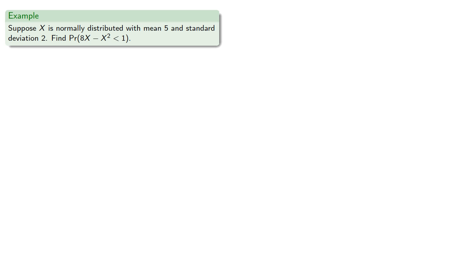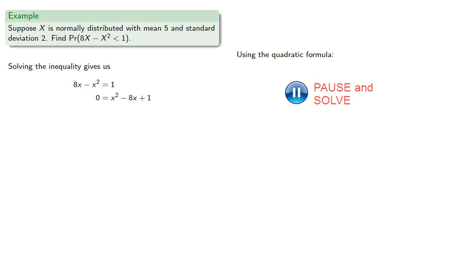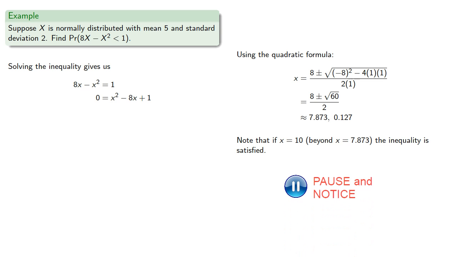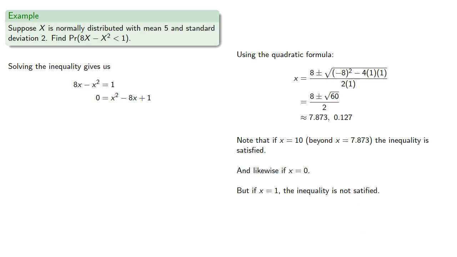Let's find the probability that something is less than 1. So we can solve the inequality to give us a quadratic equation. Using the quadratic formula, we find the limits. Note that if x is 10, which is to say beyond this upper limit, the inequality is satisfied. And likewise if x is 0, but at x equals 1, the inequality is not satisfied. And so the inequality has solutions.